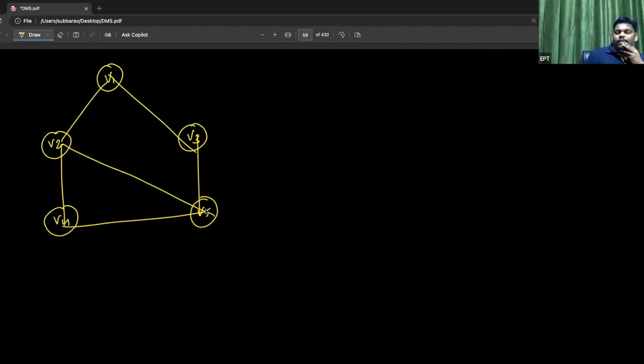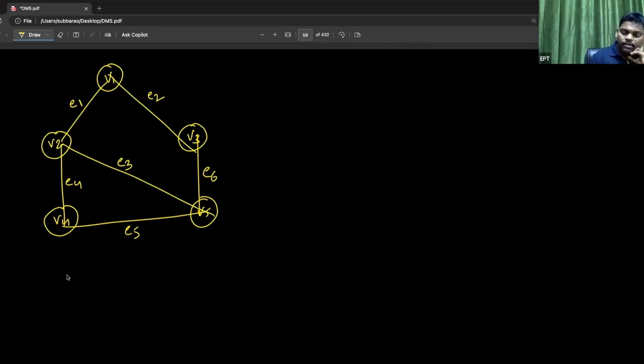Please help me. How many edges do I have to delete so that the graph becomes disconnected? Try one time. Remember, edge deleting means the vertex is not deleted. Please be careful. If you delete edges, it means only edges you are deleting.